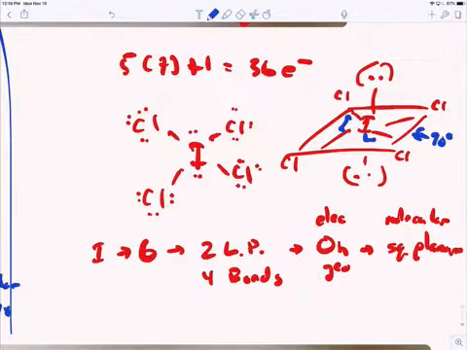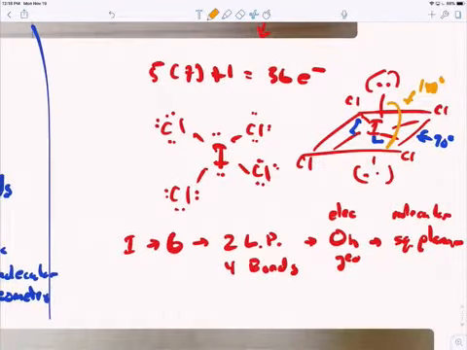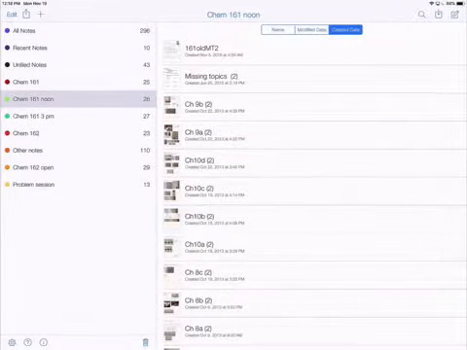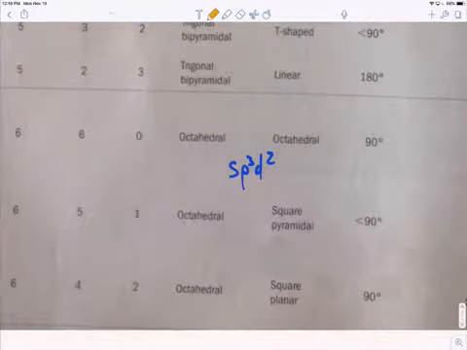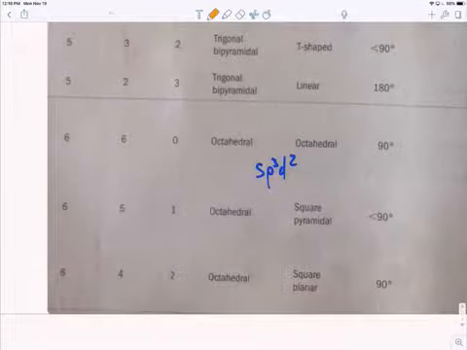And then with this other one here, 180 degrees between the 2 lone pairs. So where am I getting that? You don't have to memorize this chart. I have it memorized. So 6 things for bonding, 2 lone pairs, octahedral electronic geometry, square planar molecular geometry. So again, you get this chart, so you don't have to memorize it.